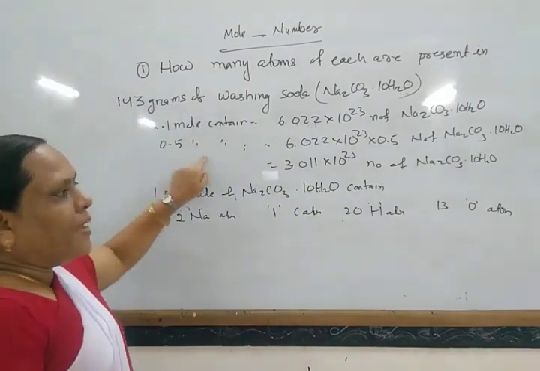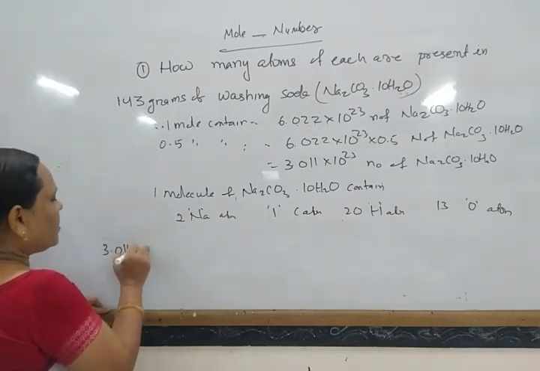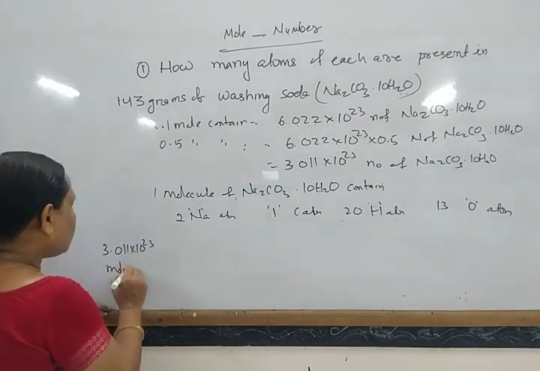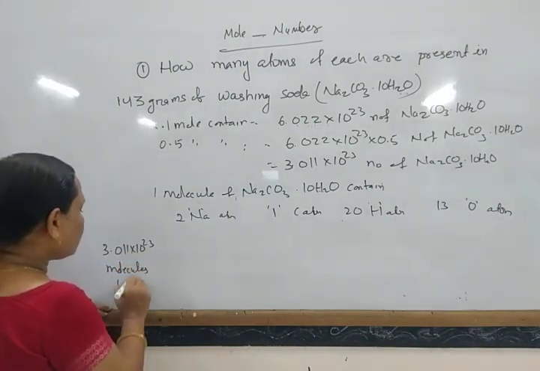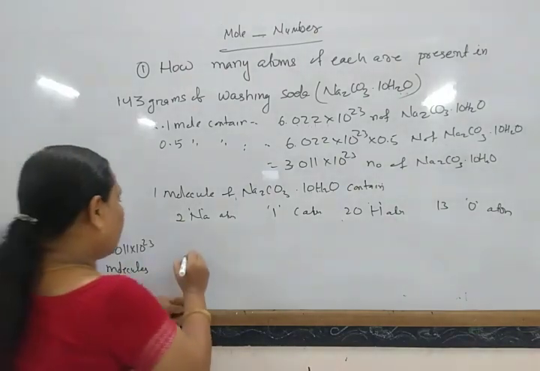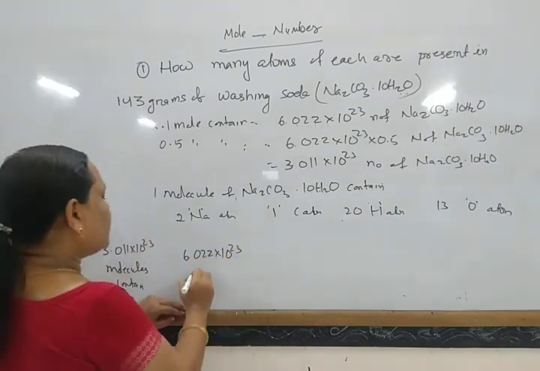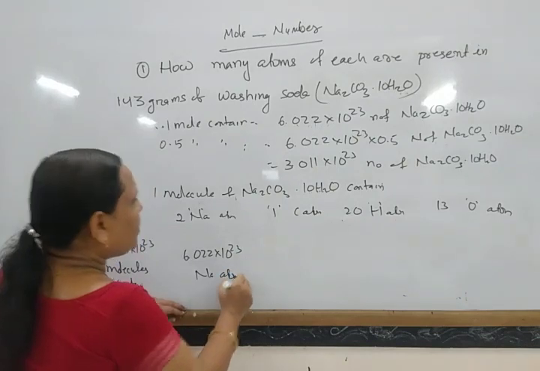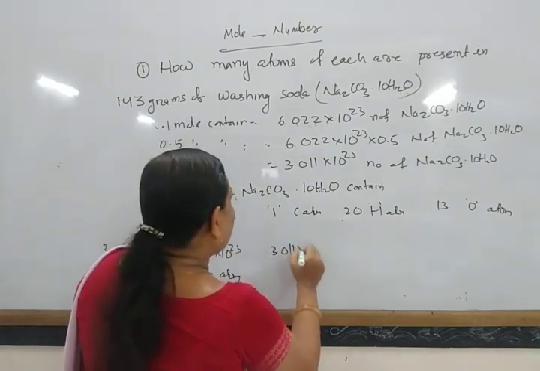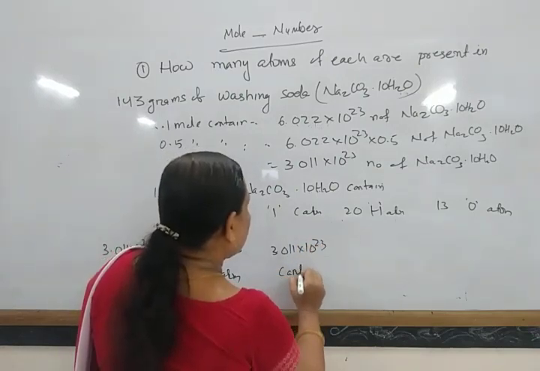Then 0.5 mole, that means 3.011 × 10^23 molecules, contain 3.011 into 2, that is equal to 6.022 × 10^23 sodium atoms. That is equal to 3.011 × 10^23 carbon atoms.